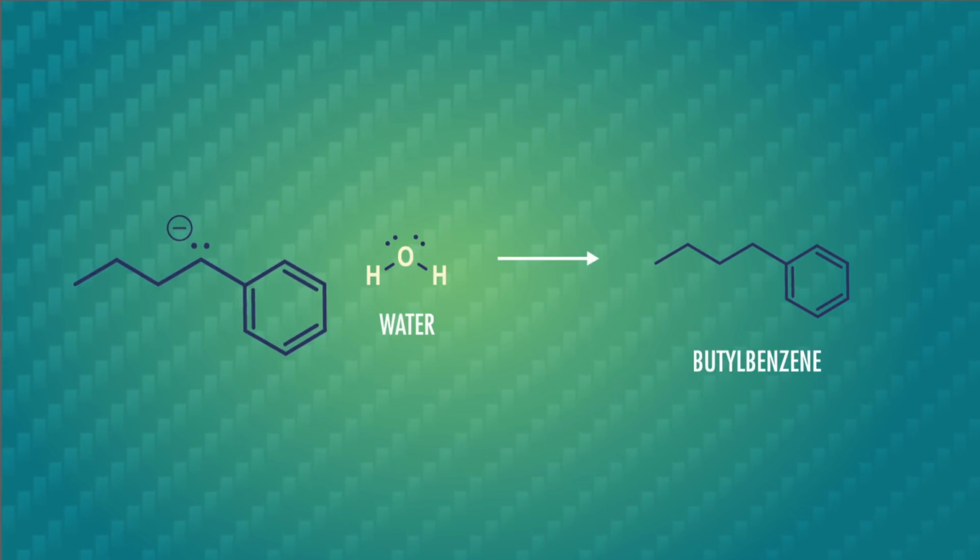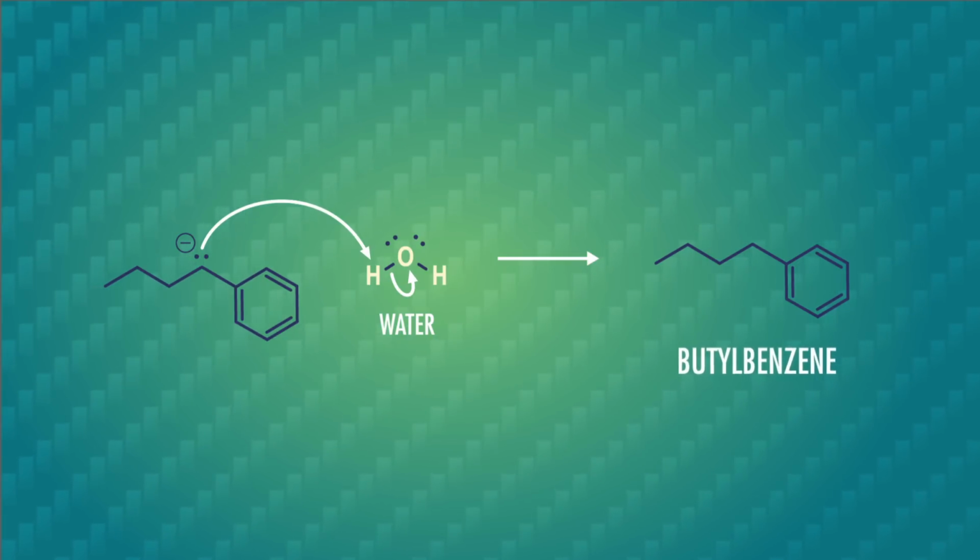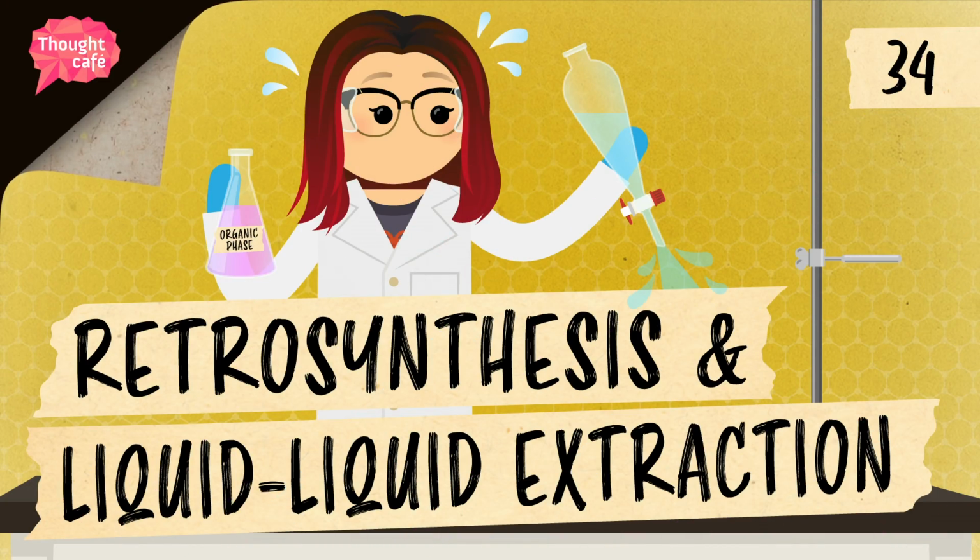We have to remove any side products too. We didn't show this earlier, but any Grignard reagent that didn't react with carbon dioxide can also react with water to form butylbenzene as a side product. And we can remove this with extraction. To find out how, let's put on our safety glasses and head to the Thought Bubble lab.